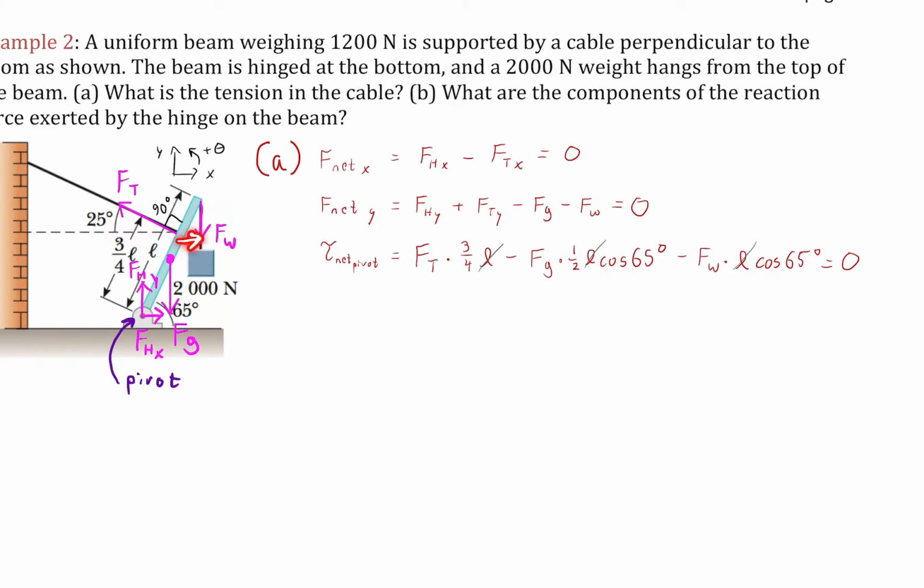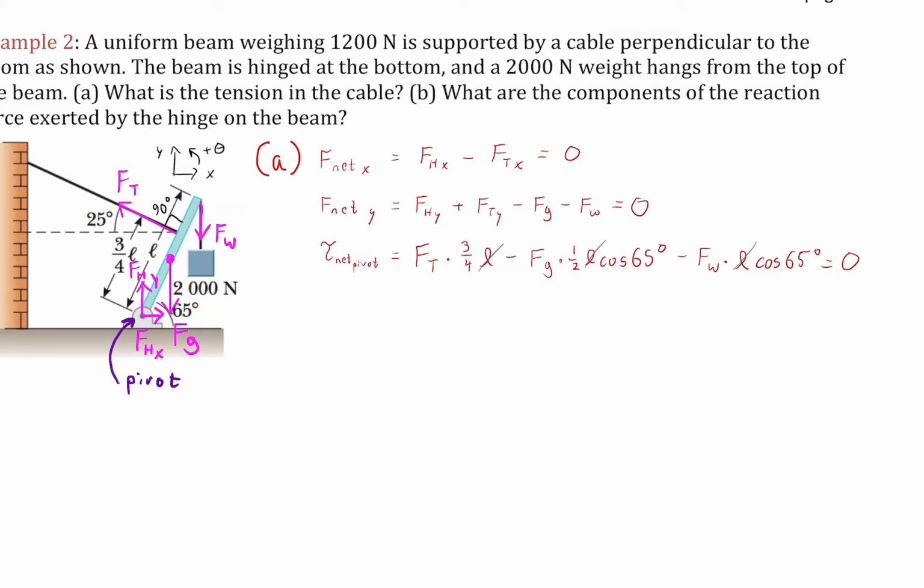Likewise, I'd want this component of the weight force at the end, okay? See? Because those are the ones that actually are going to create, I guess it would be like this, okay? So these are the components that are actually perpendicular, okay? And that's why cosine of 65 gives me the correct angle, all right?